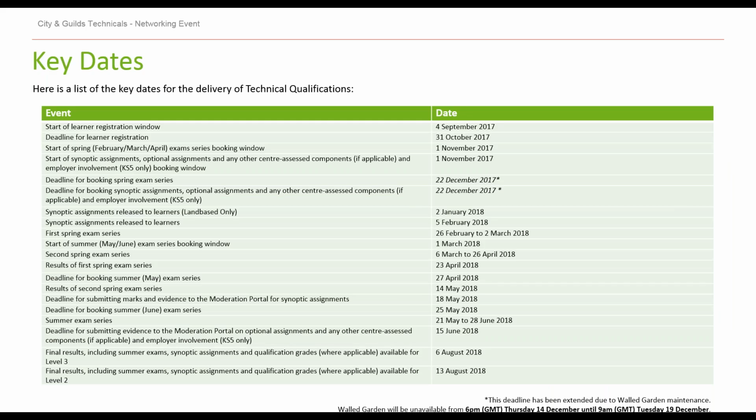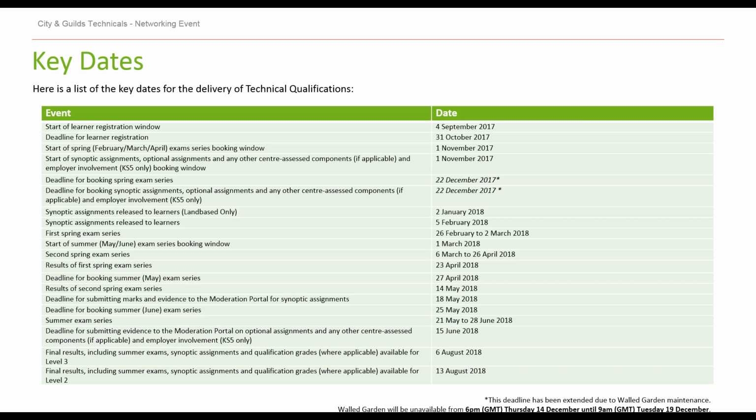Just a key checklist again of key dates. Here we go through, quite simplified, when different activities need to happen. So it'll tell us for your first spring exam series, it'll be between the 26th of February to the 2nd of March. And it will tell you then that the result of that spring exam series will be told to you through Walled Garden on the 23rd of April. If you've got any learners that haven't been successful or want to improve their grade, you've got that week to be able to rebook them. You have to rebook it by the 27th of April.